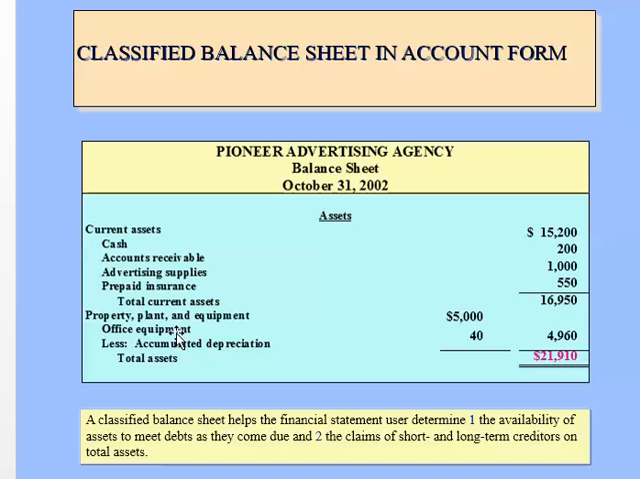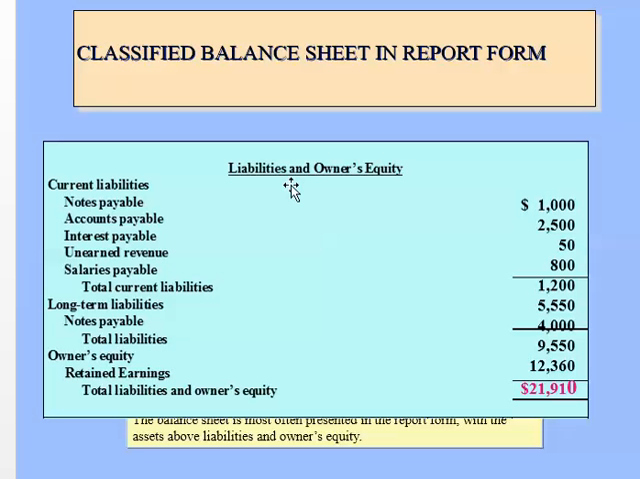Then we have our property, plant, and equipment, which is long-term. Office equipment less accumulated depreciation. We'll get into depreciation a little bit more in a few weeks. So the cost minus accumulated depreciation gives us book value, and our total assets are $21,910. Now remember, liabilities plus equity have to equal $21,910, or we made a mistake, and they do here in this case.